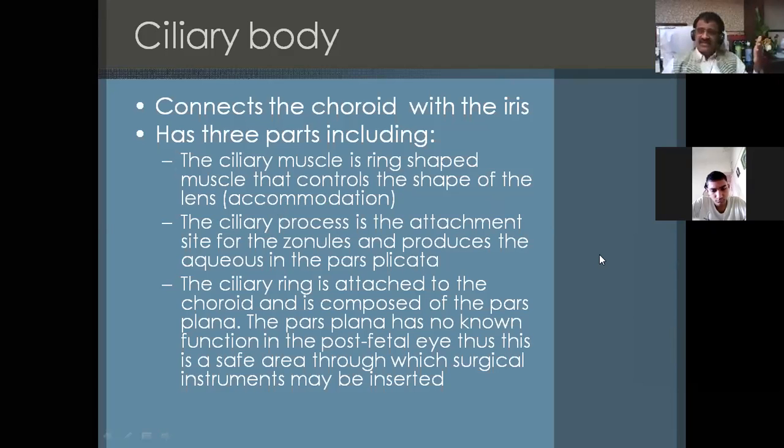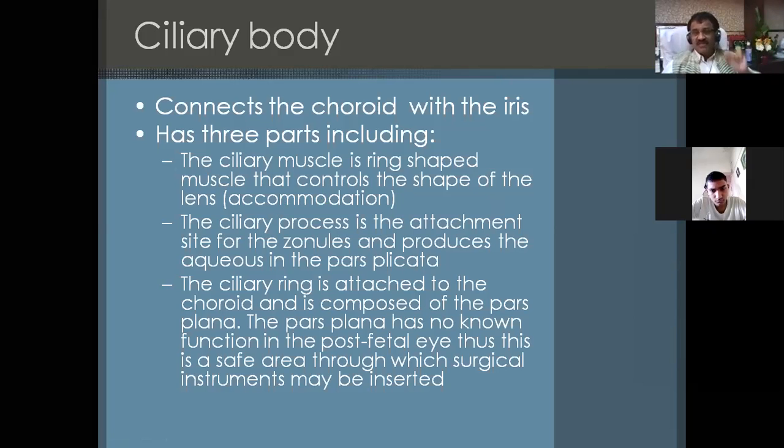And the ciliary process is the attachment site for the zonules and produces the aqueous in the pars plicata. And the ciliary ring is attached to the choroid and is composed of the pars plana. The pars plana has no known function in the post-fetal eye. Thus, this is a safe area through which a surgical instrument may be inserted.